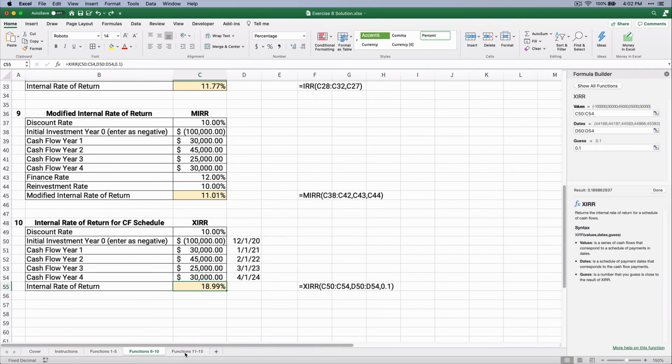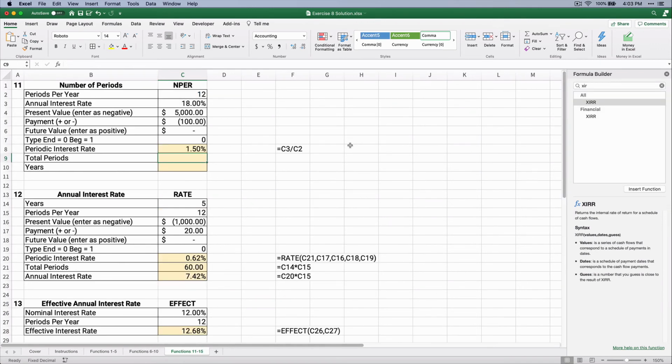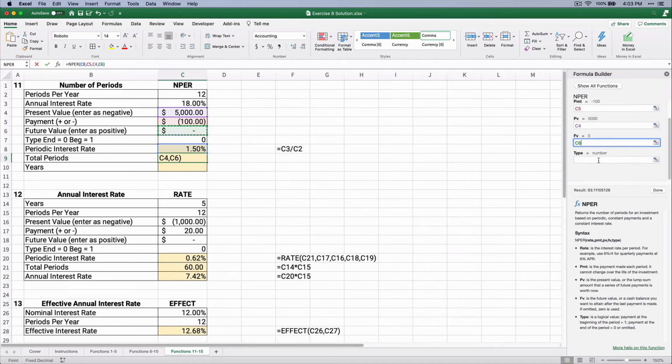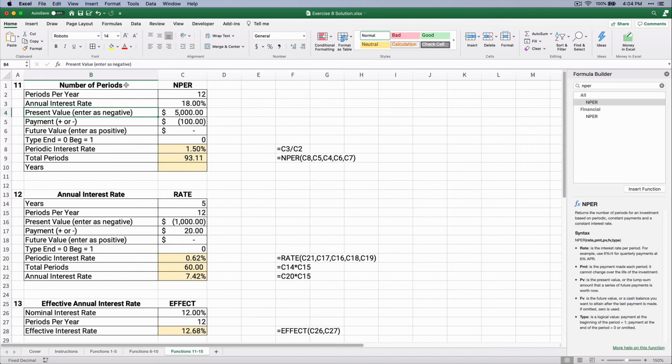All right, we got 5 more to do. Our total periods are this number of periods, right? So we're going to search for number of periods, NPER. So the number of periods is going to be the periodic rate. The payment is going to be the negative 100. The present value is going to be 5,000. The future value is going to be 0. And the type payments happen at the end of the period. And so therefore we got 93 periods. I'll take out this note here for present value.